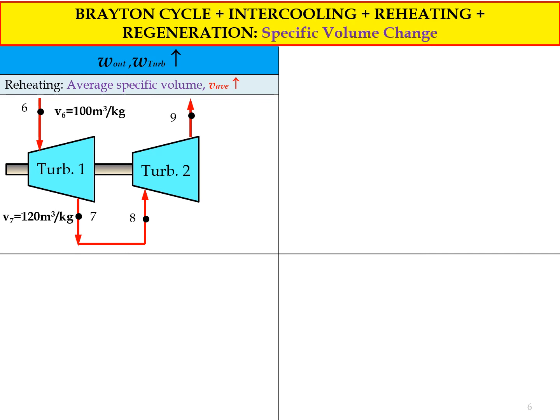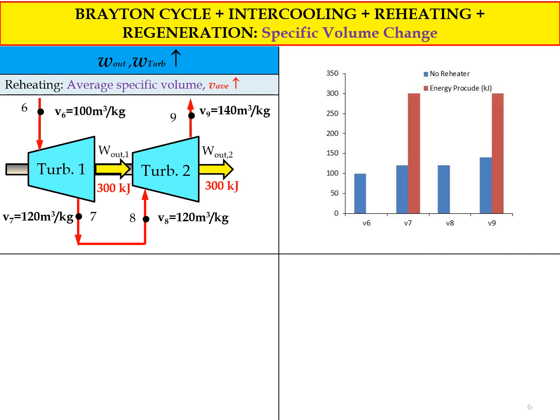goes out of the turbine at the equal specific volume. The output of it is 220 meter cube per kg, and the work generated is 300 kilojoule, and then goes back into turbine 2 with the specific volume at 120 meter cube per kg, and goes out to state 9, and the specific volume is 140 meter cube per kg, and the work out is 300 kilojoule. And this is the analysis from it.